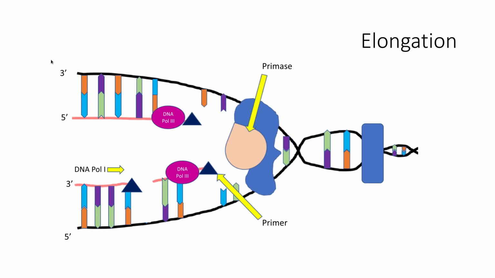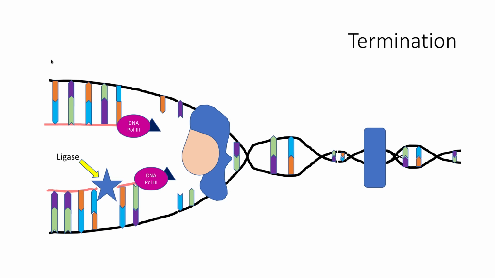When the DNA polymerase III starts on a new Okazaki fragment, DNA polymerase I comes in and removes the RNA primer. This leaves a nick between fragments. To remove the nick, the enzyme ligase restores the sugar phosphate backbone and connects the Okazaki fragments.